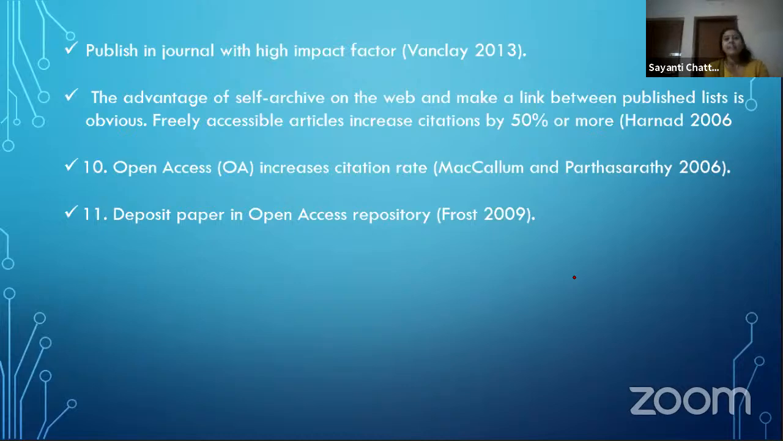Another important thing is to publish in journals with a high impact factor. Impact factor relates total cited papers to total published papers. So if the impact factor is high, it means the cited papers are more. So please go to high impact factor journals, which will give you more citations.